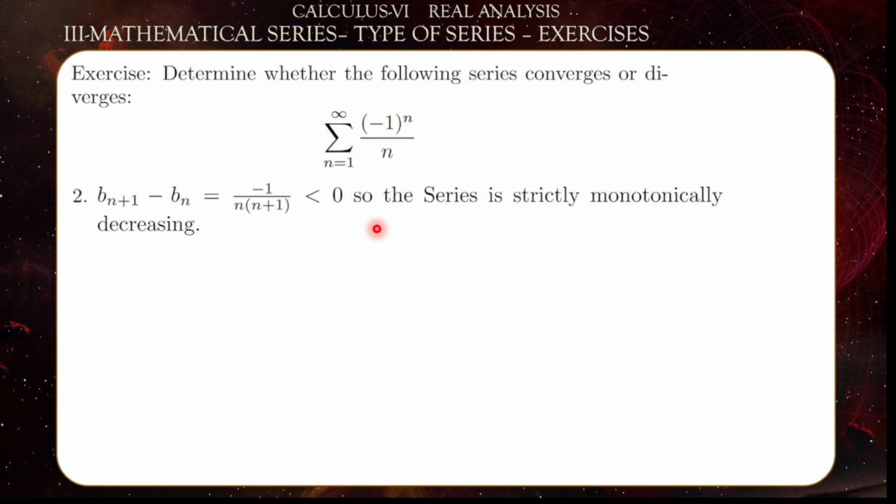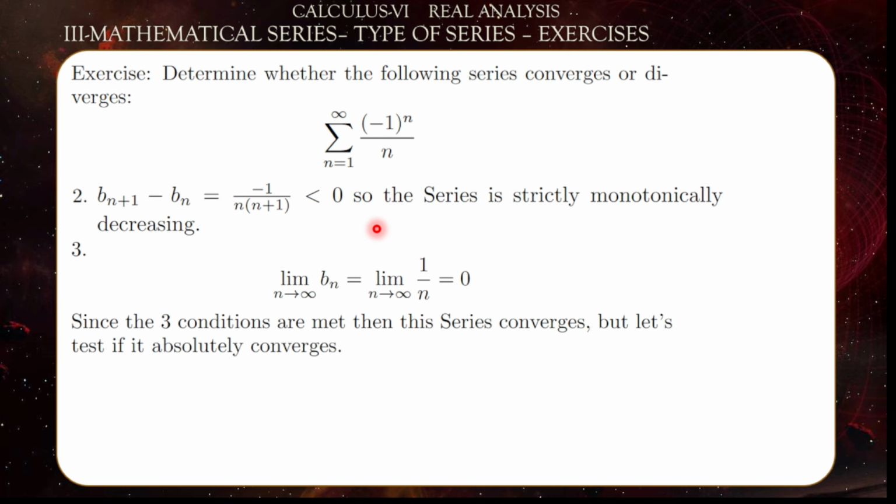So b_{n+1} minus b_n is equal to minus 1 divided by n times n plus 1, which is less than 0. So the series is strictly monotonically decreasing. Now, the final test is the limit. The limit of b_n as n approaches infinity is equal to the limit as n approaches infinity of 1 divided by n, which is 1 divided by infinity, or 0. And hence the three conditions are met, so this series converges.